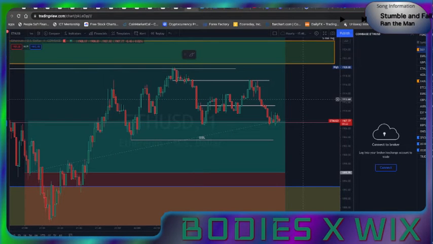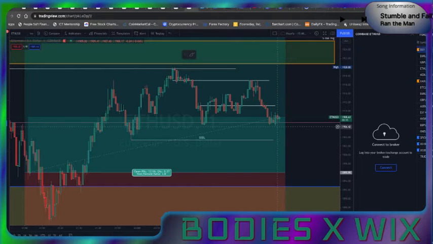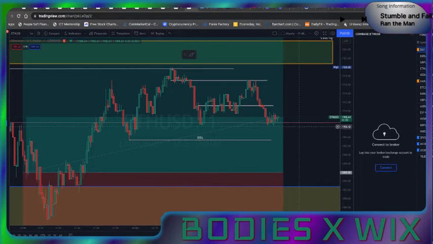Interesting that it's just kind of stalling right here. I mean, we do have a small 1 minute fair value gap right here. Reached up into it. Oh, it's hit it. Okay.